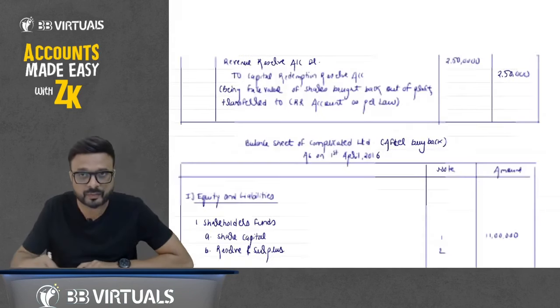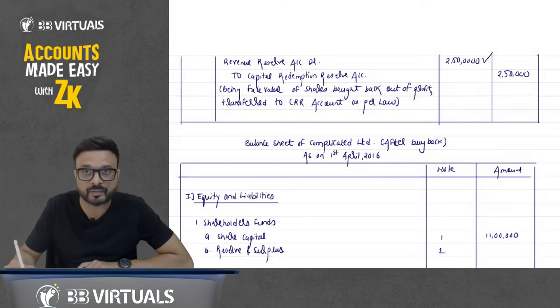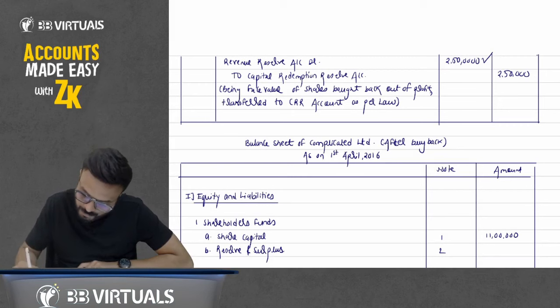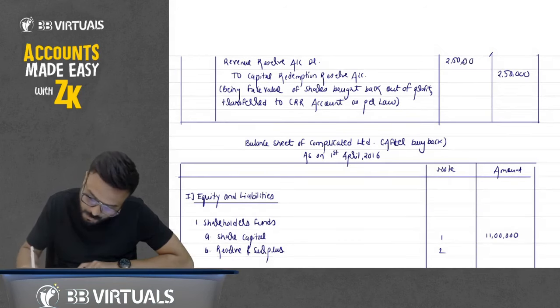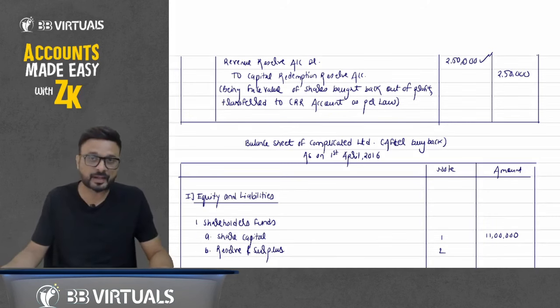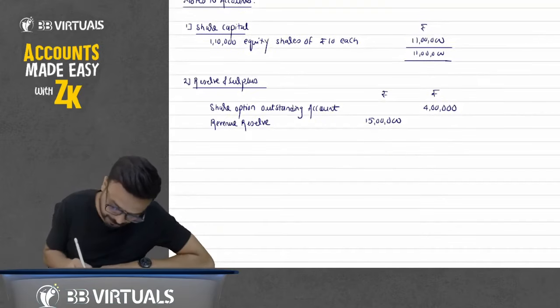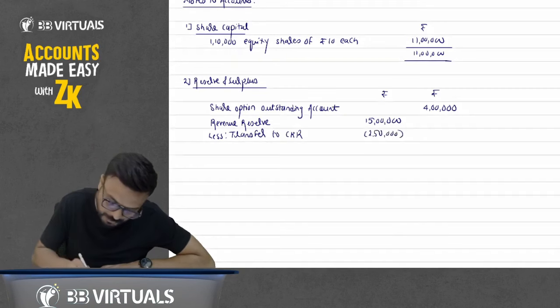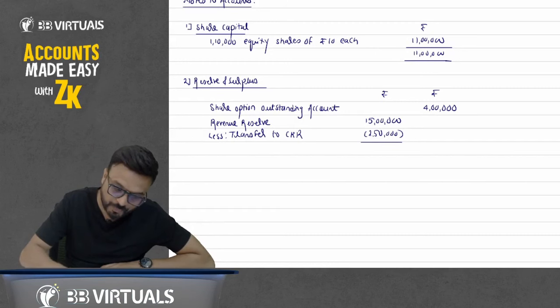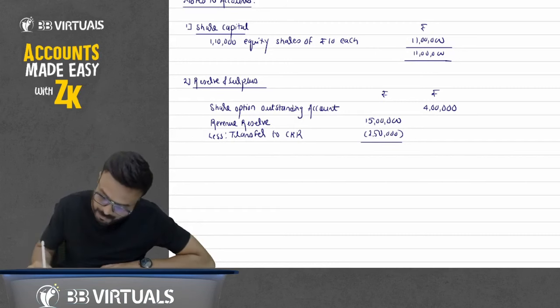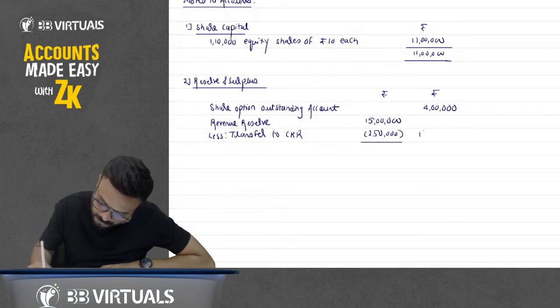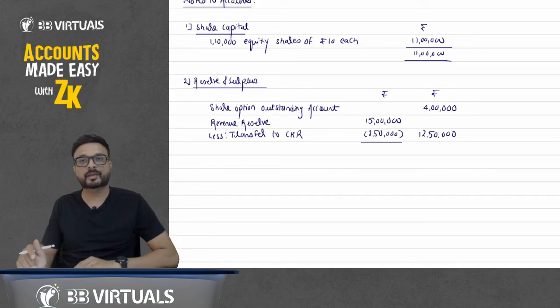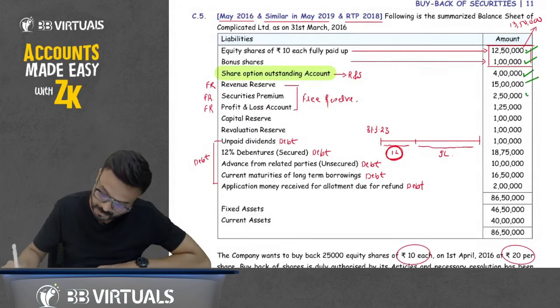So whether we have utilized revenue reserve? Yes. Here you can see we have debited revenue reserve. By mistake I have written one more zero. It is 2,50,000. So we have debited revenue reserve as credit balance, we will deduct it. So write down here, less transfer to CRR, 2,50,000. So how much will come in outer column? 15,00,000 minus 2,50,000 will come 12,50,000.